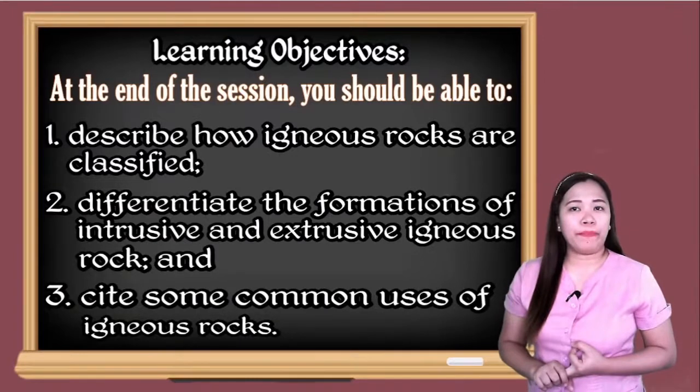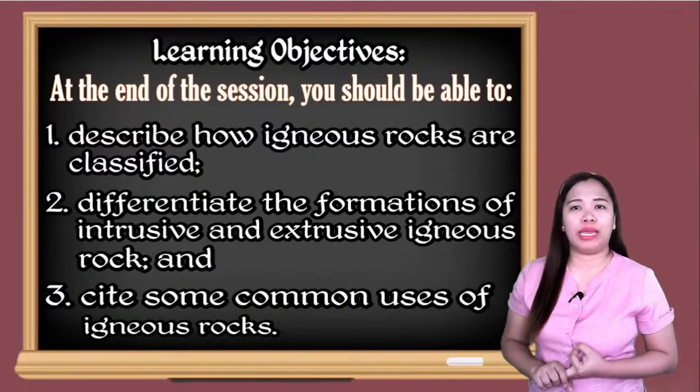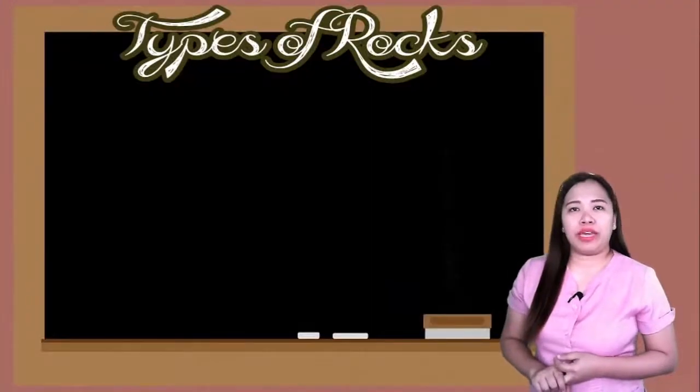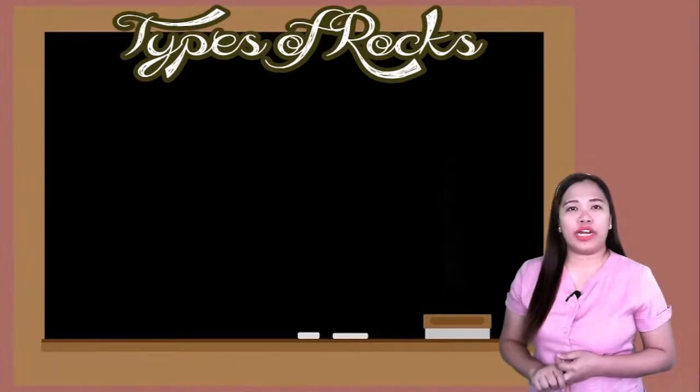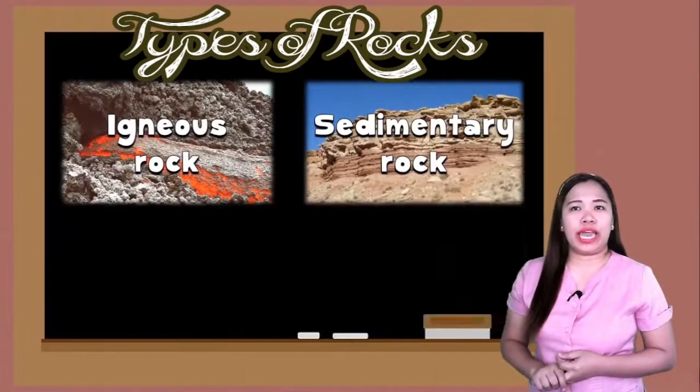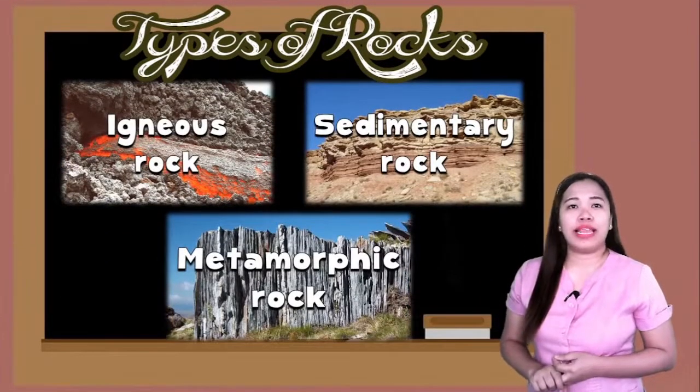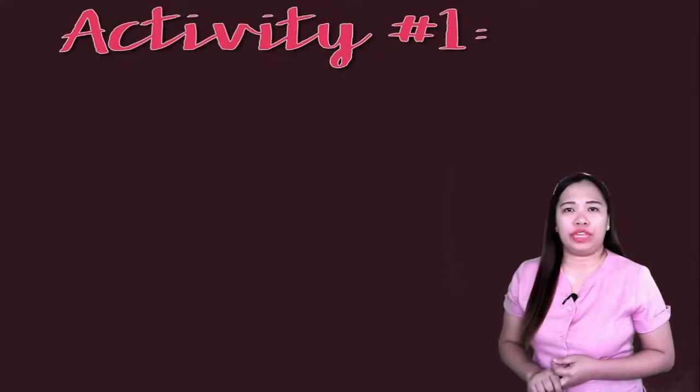So prepare your pen, paper, and self-learning modules, for we are about to begin with our discussion. For today's topic, you'll be needing the knowledge you learned from last live stream session in Earth and Life Science about the three types of rocks, which are igneous, sedimentary, and metamorphic rocks. Let's begin with our first activity.